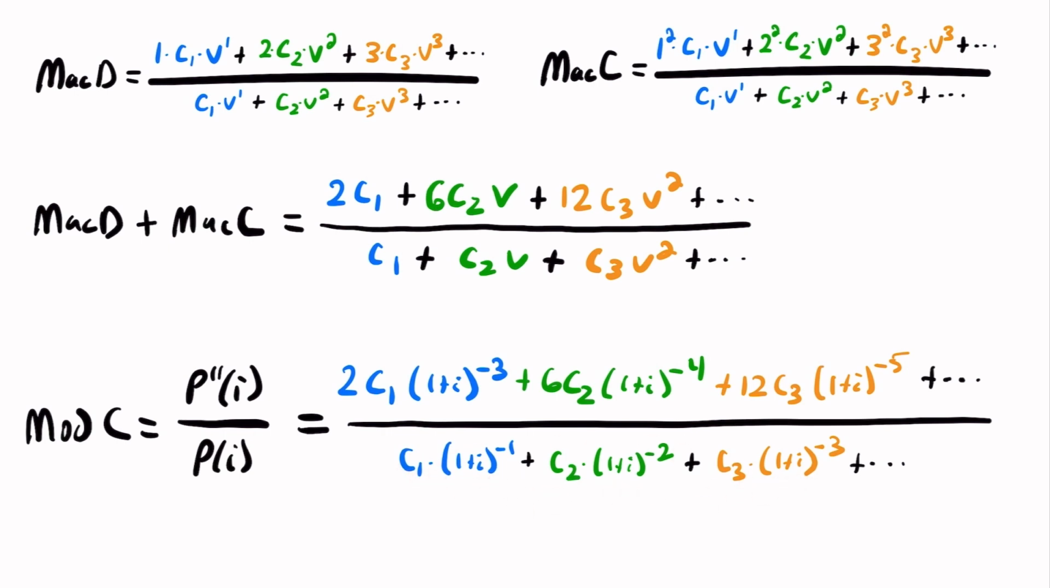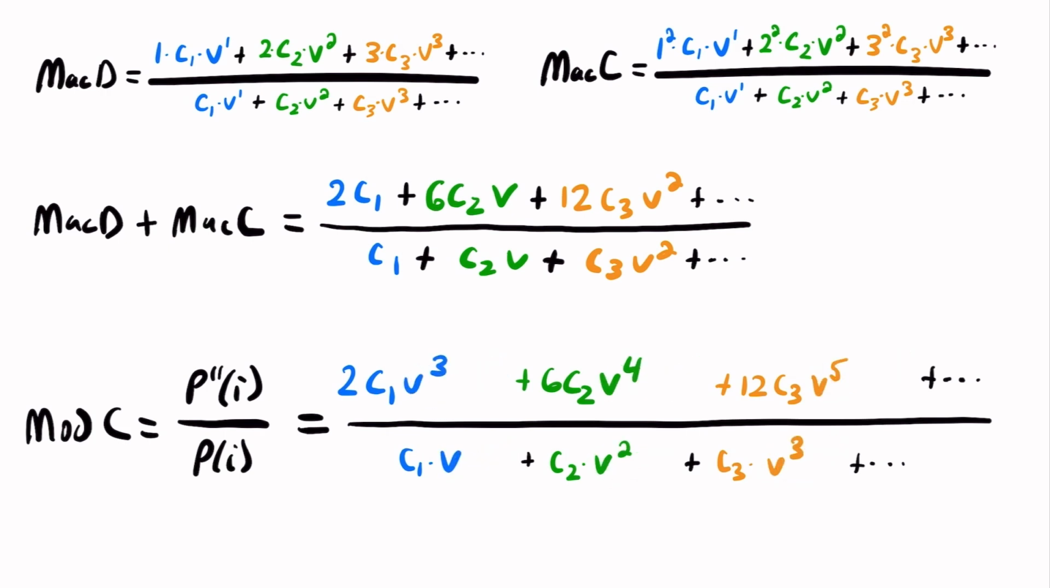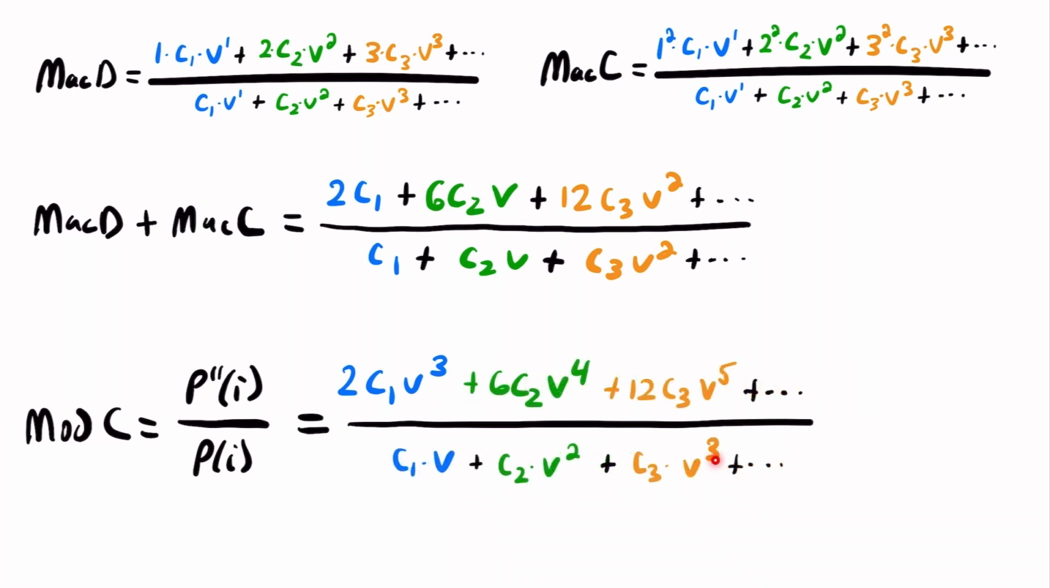Now remember that we could rewrite each of these quantities with a present value factor. I'm going to do that here so that we can more easily compare this expression to what we have up here. And so if I do that, this will become v cubed, this will become v to the fourth power, this will become v to the fifth power, then we'll have v to the first power, v squared, and v cubed. Here's what that will look like. And if I clean it up a little bit, this expression right here would represent the modified convexity.